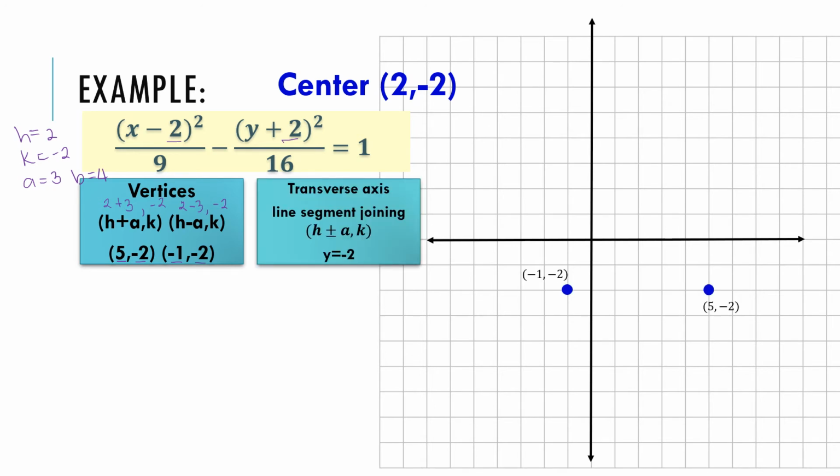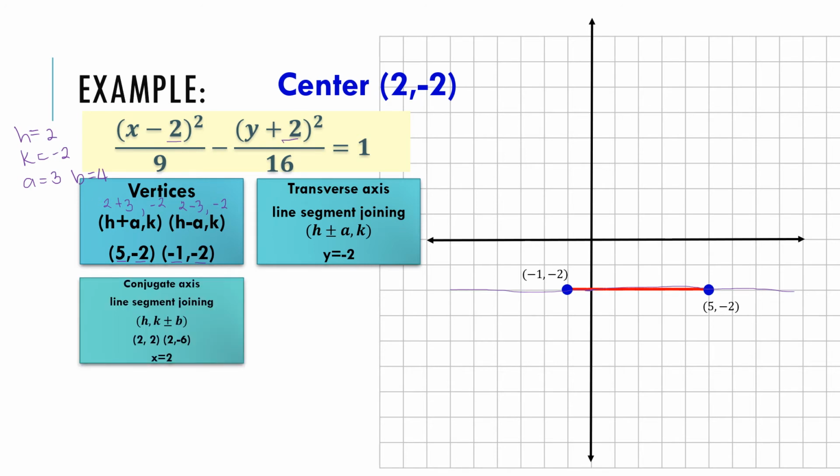Plot natin siya. Ayan. Ma'am, bakit po naging y equals negative 2 si transverse axis? Kasi di ba, ito si negative 2. Ayan. So, ang transverse axis natin ay this line. Pero hindi na natin siya nilalagay sa graph. Importante lang nating makita yung ating mga vertices.